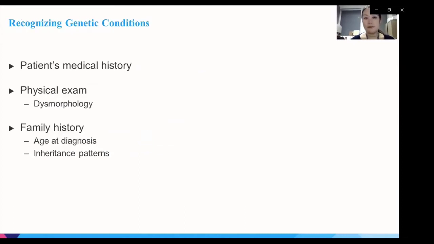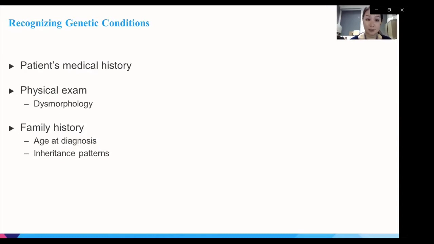So there are a couple of key things when it comes to recognizing genetic conditions. As you can see here, these are things that you already do on a day-to-day basis with your patients. The first is obtaining a medical history. The second is doing a very thorough physical exam. And in genetics in particular, we do something called dysmorphology, where we look very closely at a patient's physical features to see if they point to a specific diagnosis. And I'll give you an example in a moment about that.